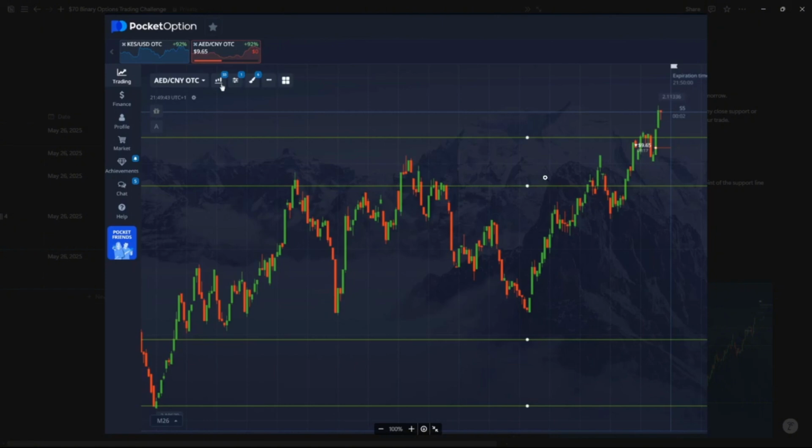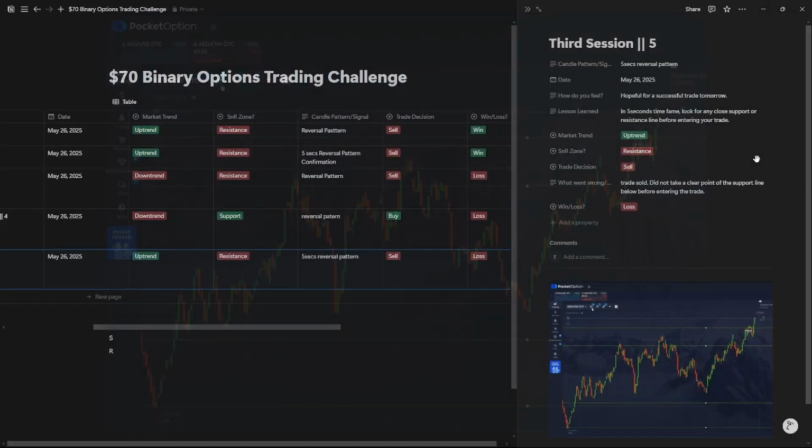The mistake I made in this trade was I took this trade without a clear reversal confirmation to sell just because I saw this strong bearish candlestick. I didn't look at this rounded number line here, which was what pushed the price back up, and I lost in this trade. So I put the details about the trade, the lesson I learned in the 5 seconds time frame: I should look for any close support or resistance line before entering my trade. What went wrong? The pattern and the date I took the trade.